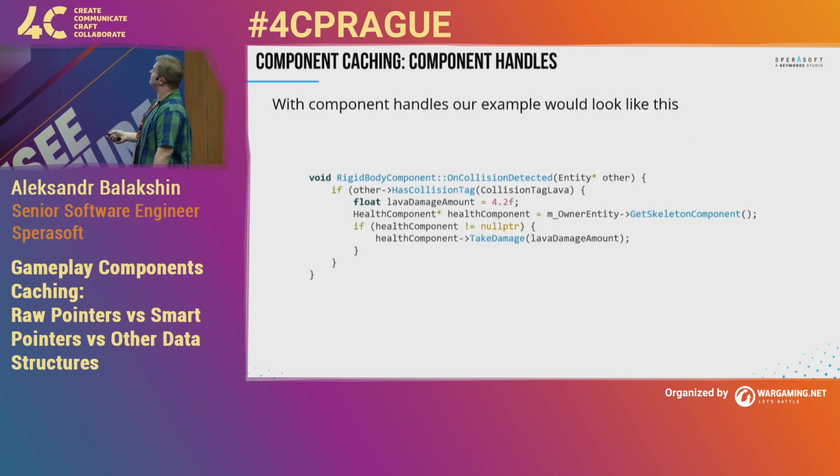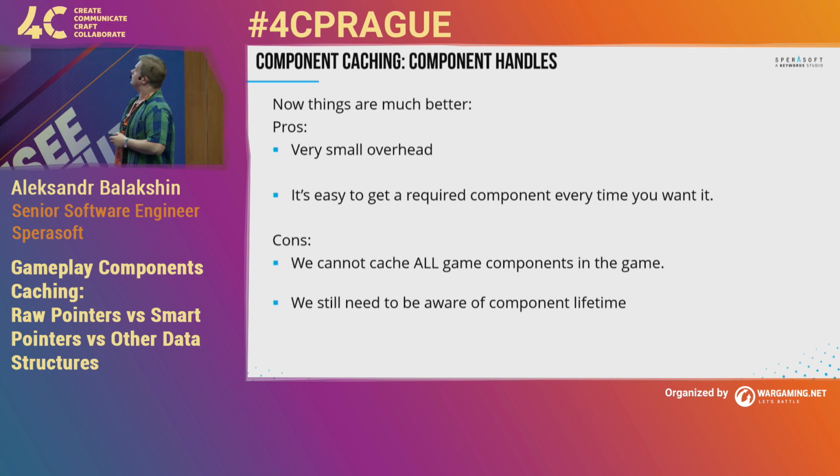Yeah, and in our case, for working with this health component, we can simply get from the entity, well, also the type, not skeleton, of course, the health component, and apply damage to it. So pros: very small overhead, very simple. Cons: it couldn't be applied to every component in your game because otherwise your entity class would be overpopulated with stuff which is not generic at all. And also you still need to care about object and component lifetime.